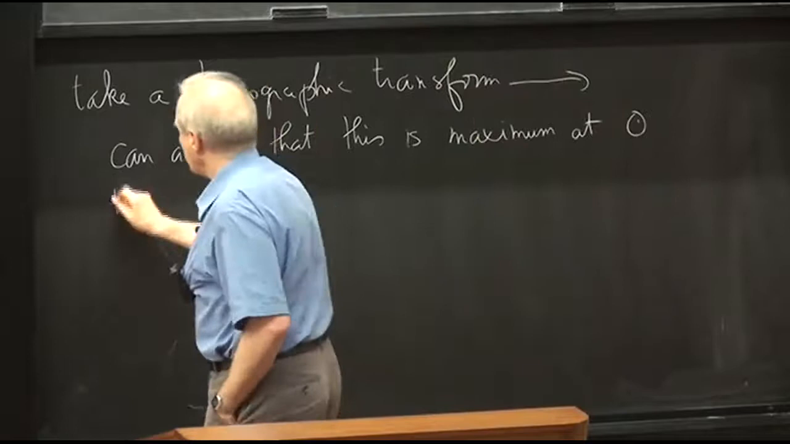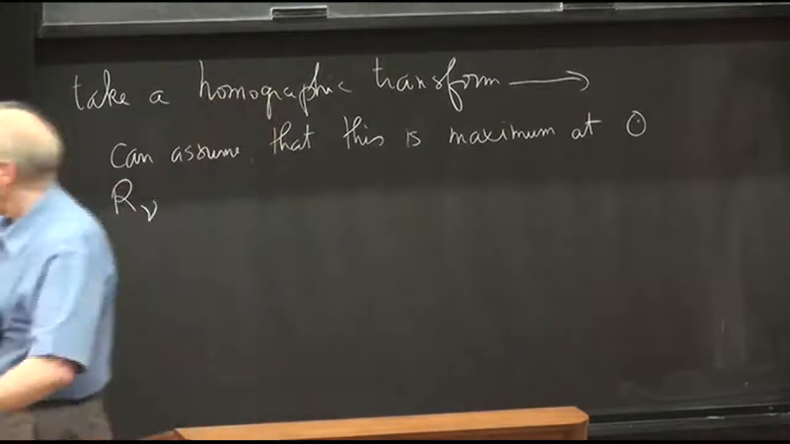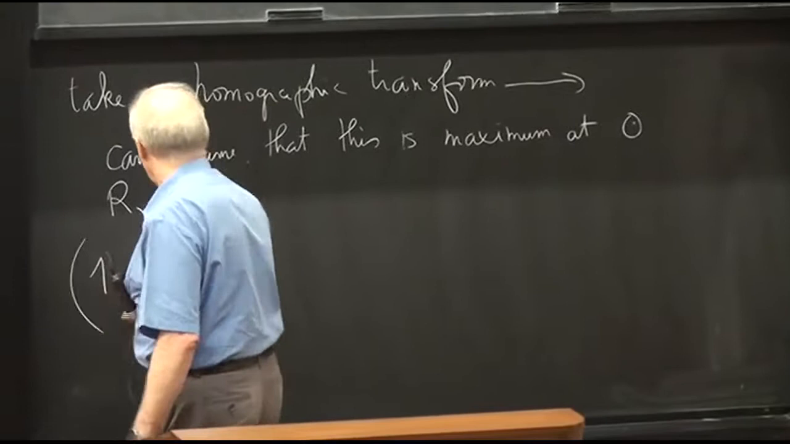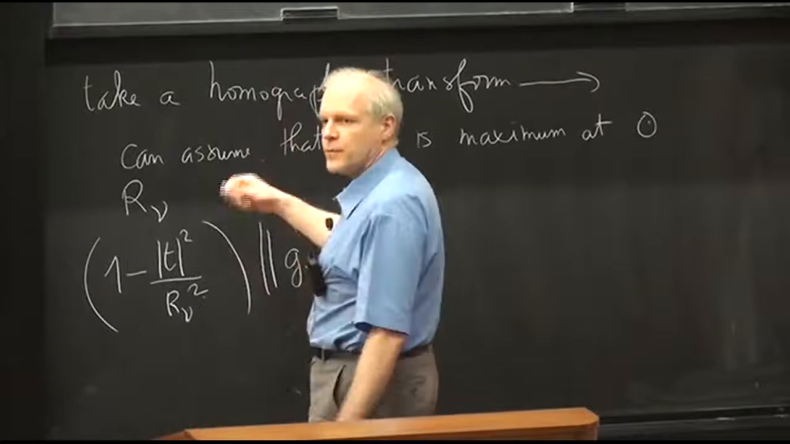Denote by R_nu this value, and then rescale to make this maximum equal to 1. And then after you make the change, you get this. Okay, so this is the new map, J_nu, that you obtain after you make the transform, and then you obtain this.